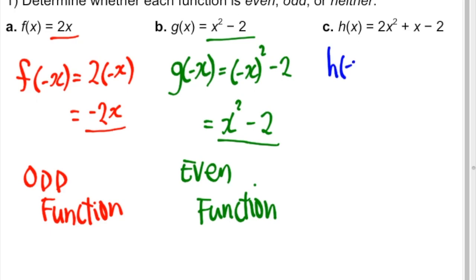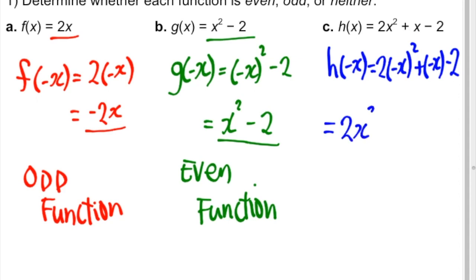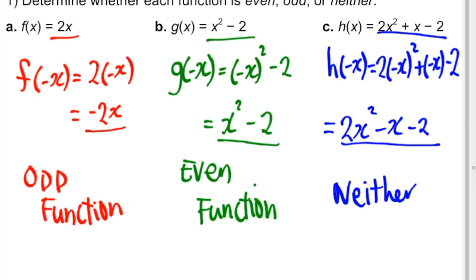So next question, let's plug in negative x into this function h of x. 2 times negative x in parentheses squared plus negative x minus 2. So all your x's become negatives now, and what you get is 2 times x squared, 2x squared, minus x minus 2. So look at your original and then look at what happened after plugging in negative x. Your function is different. First and the last term stay the same, however the middle term is a different sign. Therefore, this function is neither odd nor even.